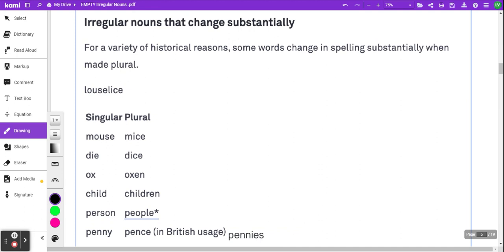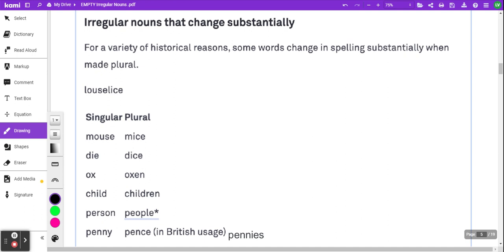Algunas palabras cambian substantially. So it's not just una letra o un vocal. Cambia bastante. It changes a lot. So for a variety of historical reasons, some words change in spelling substantially. So están diciendo que la razón por qué se cambia no es una regla. Ocurrió históricamente. Ha sido algo que pasó y nosotros seguimos con ese patrón. We continue with that pattern.